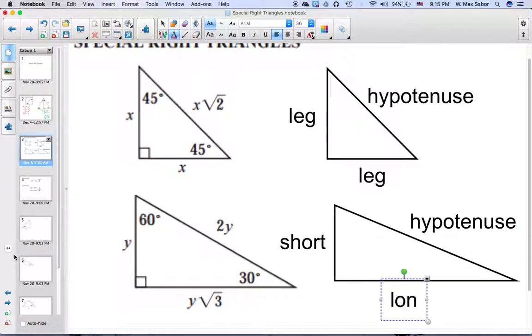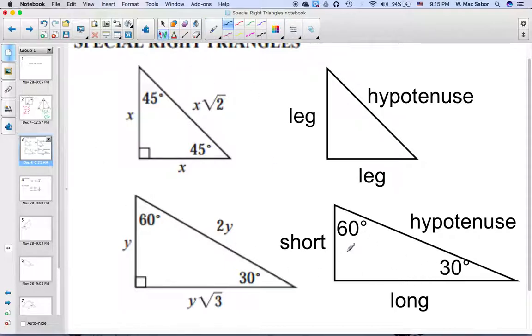So the long side is going to be always across from the 60-degree angle, and the short side is always going to be across from the 30-degree angle. That's because the longer side is across from the larger angle. The hypotenuse, of course, is the largest side, and it's across from the largest angle, the 90-degree angle. So if you're ever looking to see, wait, what side am I talking about? Look at what angle it's across from. The long side is always across from 60, the short side is always across from 30, and the hypotenuse is always across from the right angle.